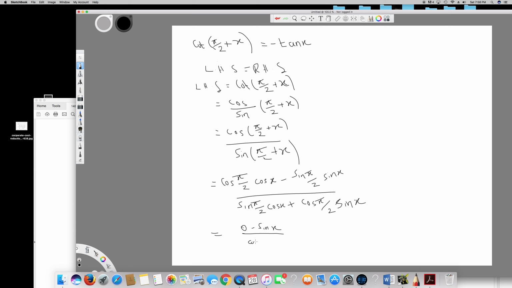And as we know already, cos π/2 is 0, so 0 multiplied by sin x is going to give us 0. So this is going to give us minus sin x over cos x, which is equal to minus tan x. So we proved that the left hand side is equal to the right hand side.